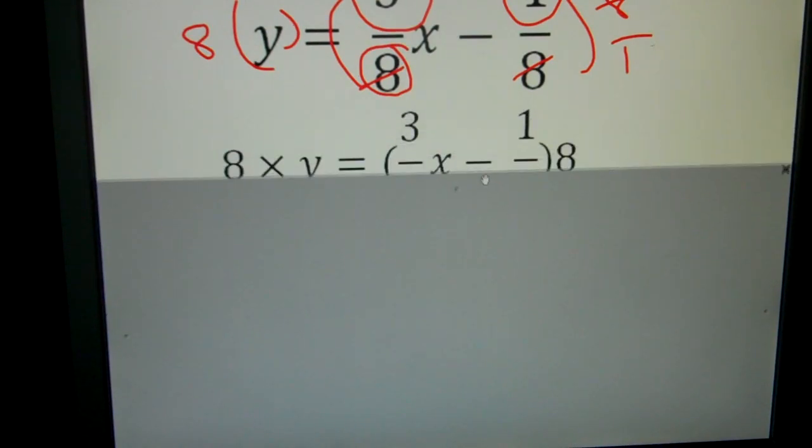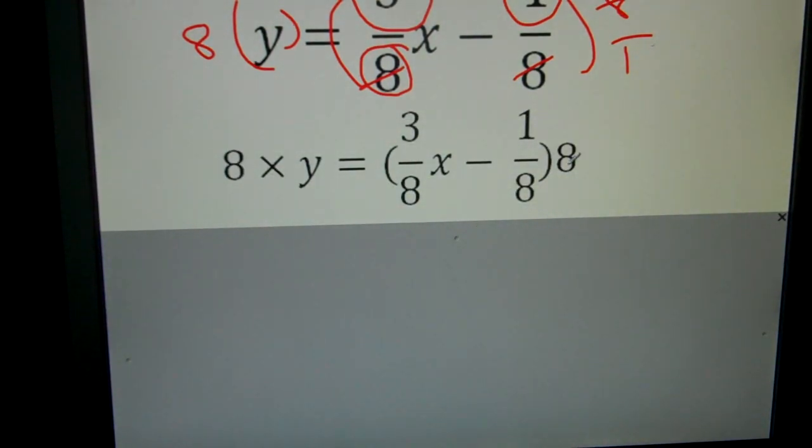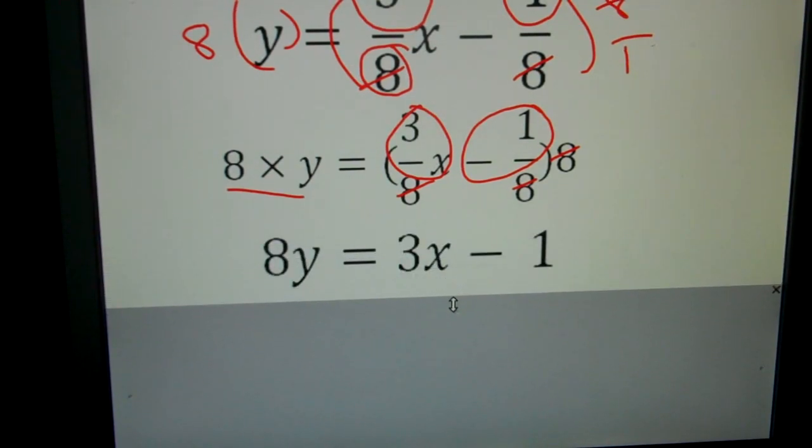Okay? Here's where that happens. I multiply everything by 8. I just did it here. Those ended up canceling. I was left with just negative 1. These two 8s ended up canceling, so I was left with just 3x. And then 8 times y is going to be 8y. Here we go. That's just this cleaned up.